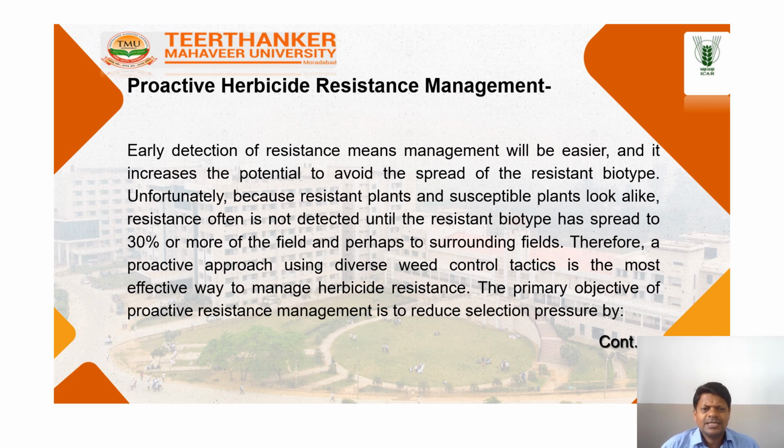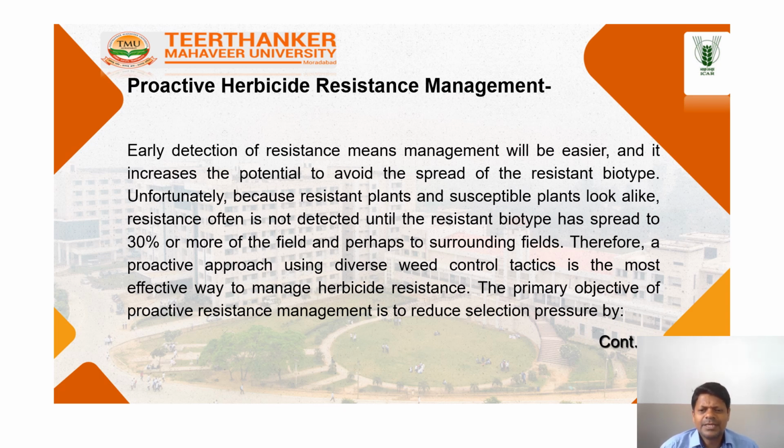Proactive herbicide resistance management. Early detection of resistance means management will be easier, and it increases the potential to avoid the spread of the resistant biotype. Unfortunately, because resistant plants and susceptible plants look alike, resistance often is not detected until the resistant biotype has spread to 30% or more of the field and perhaps to surrounding fields. Therefore, a proactive approach using diverse weed control tactics is the most effective way to manage it.